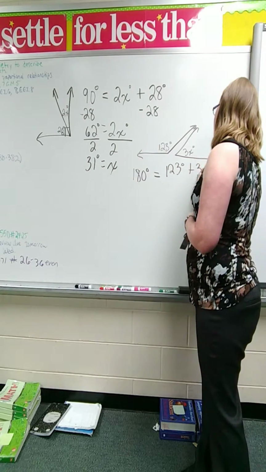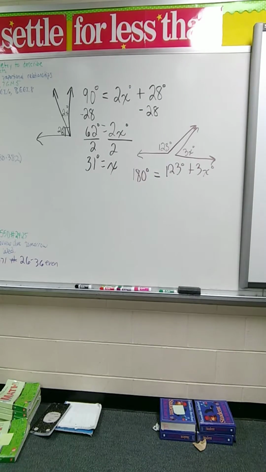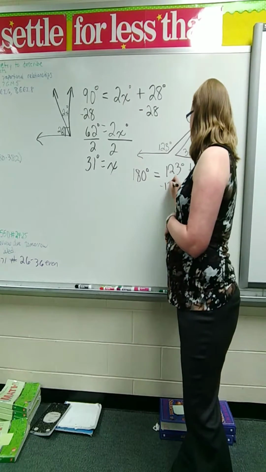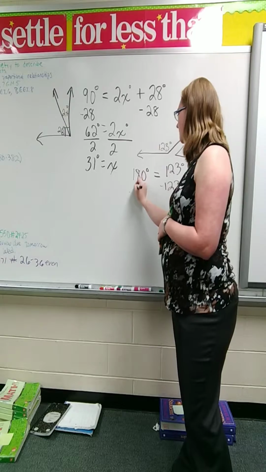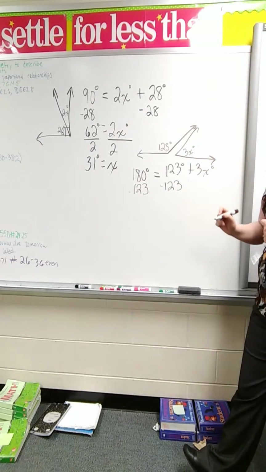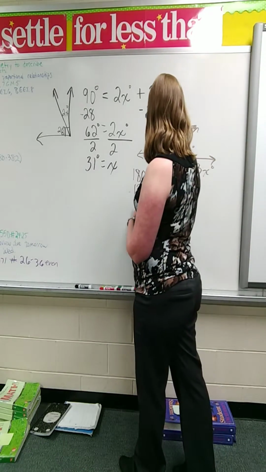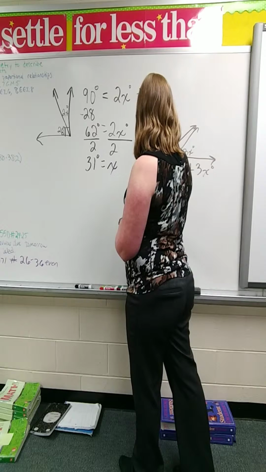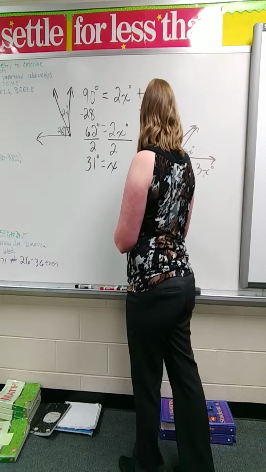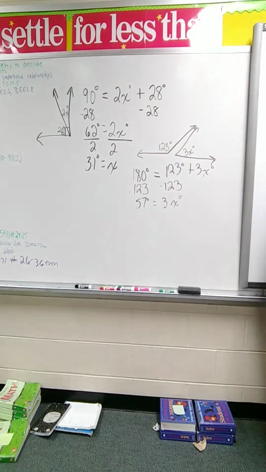123 degrees plus 3x degrees. Okay? And young lady, what were you trying to tell me was the first step? You gotta subtract 123 on each side. All right, I subtract 123 on both sides and I get 57, equaling 3x degrees.